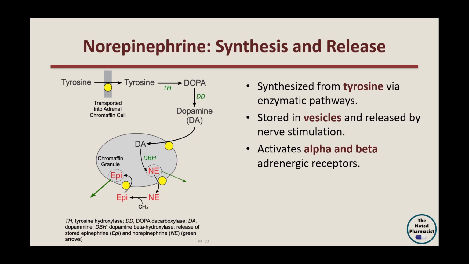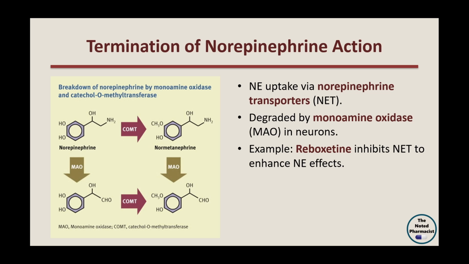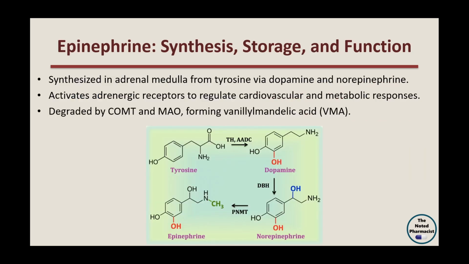and bronchodilation. The effects of norepinephrine are terminated primarily through reuptake into presynaptic neurons via norepinephrine transporters, NET, or enzymatic degradation by monoamine oxidase, MAO, within nerve terminals. Drugs like reboxetine act as NET inhibitors, prolonging norepinephrine activity in the synaptic cleft, enhancing sympathetic responses. This mechanism underpins the therapeutic use of such drugs in conditions like hypotension and attention deficit hyperactivity disorder, ADHD.